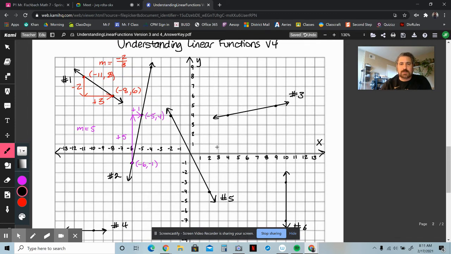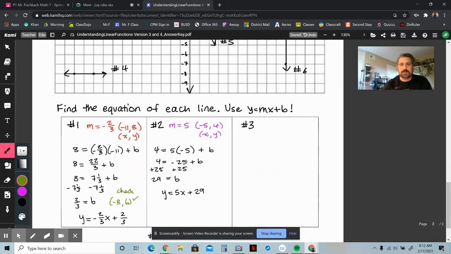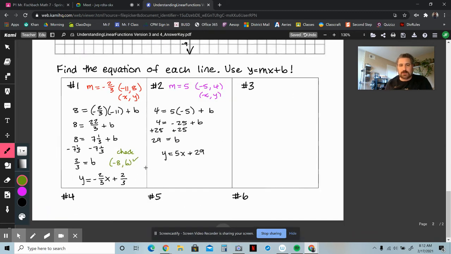Now, in order to check this to make sure we have the correct line, make sure we didn't make any boo-boos, we're going to just grab the second point here, which is negative 6, negative 1, and make sure that this gives us a true statement. So let's just check it with negative 6, negative 1. So 5 times negative 6 is negative 30. Negative 30 plus 29, what's that equal to? Negative 1. Perfect. Check. So we know that we got it right. This is the correct equation. It works for both points.